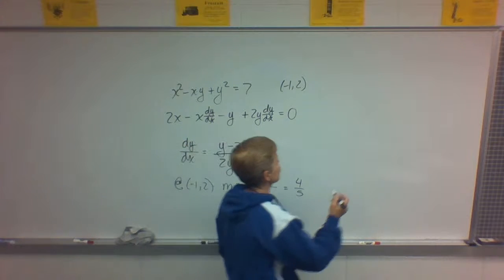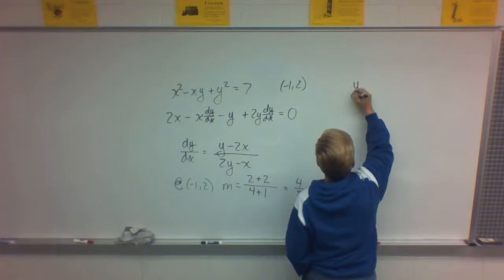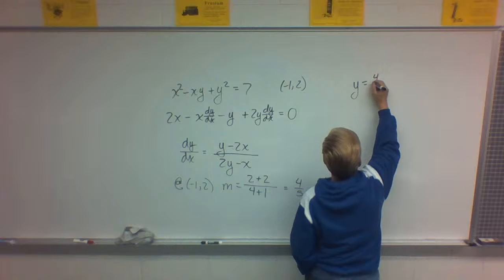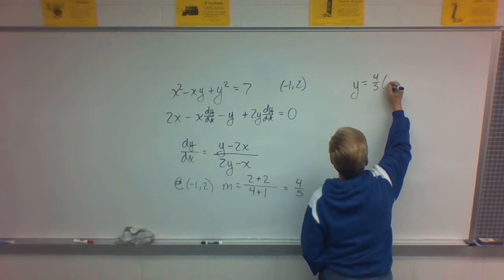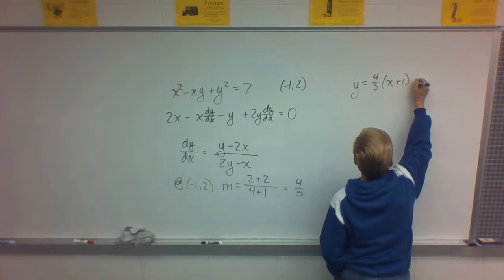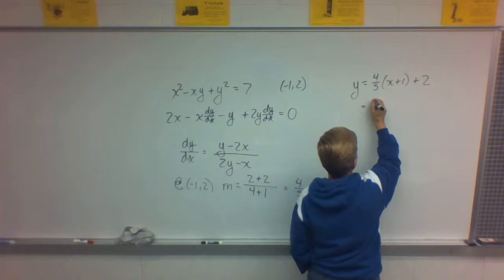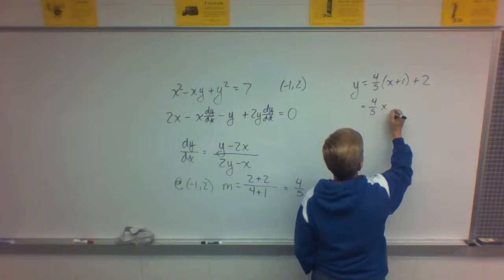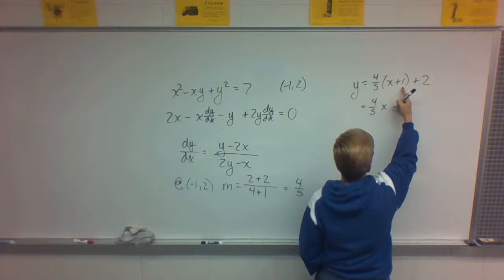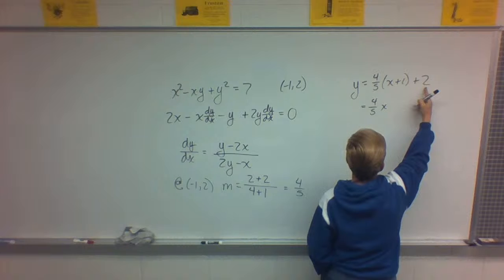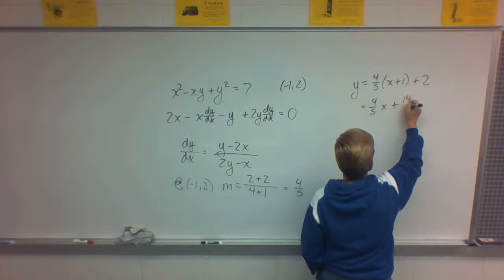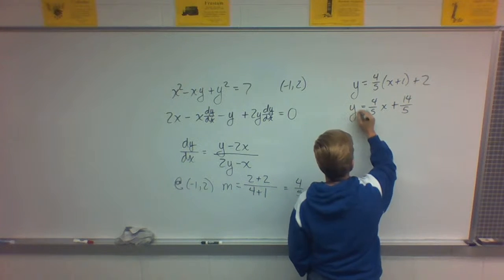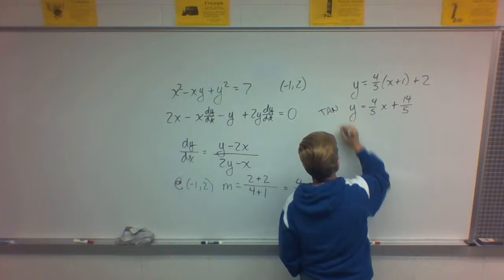So the tangent line is y equals 4/5 (x plus 1) plus 2, which is 4/5 x, and 4/5 times 1 is 4/5 plus 2, which is 10/5, is 14/5. That's the tangent line.